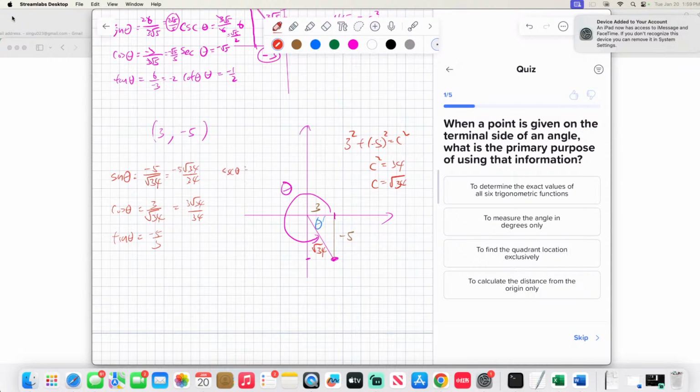CSC theta is what? Negative square root of 34 over 5. Secant theta is what? Square root of 34 over 3. And the cotangent theta is equal to 3 over -5. So we find out all the values. Is this okay so far?